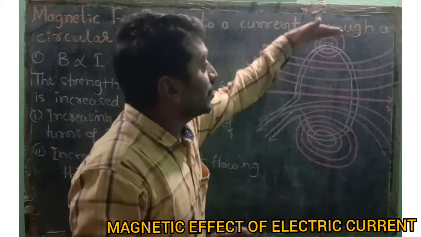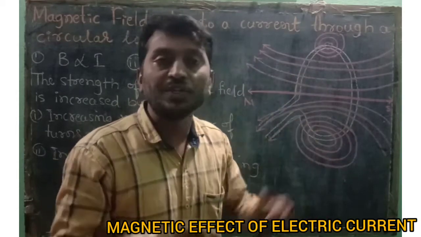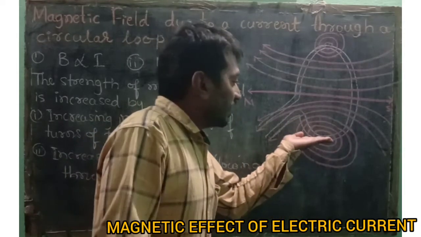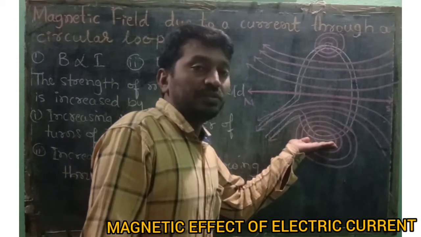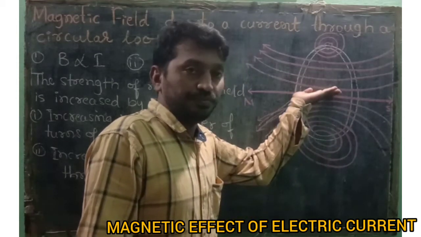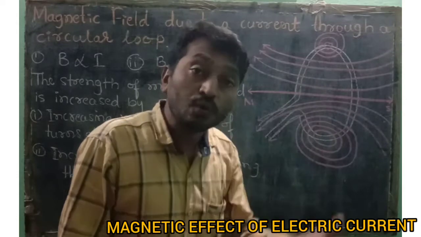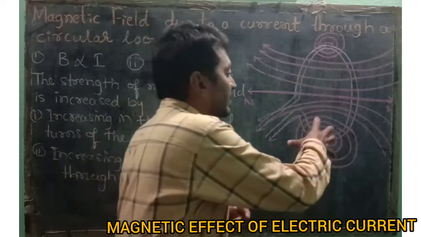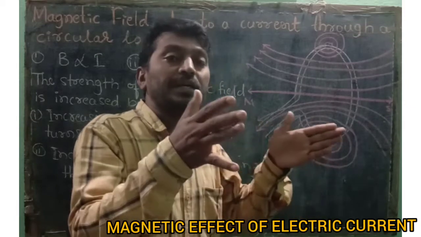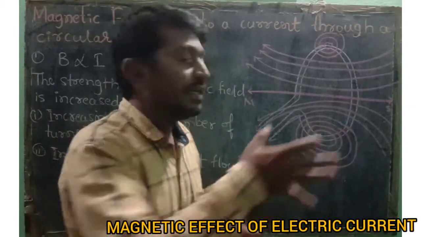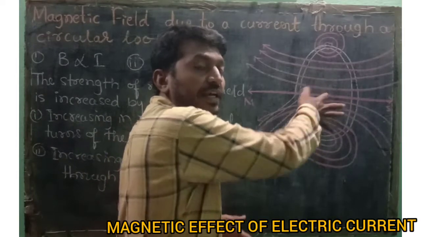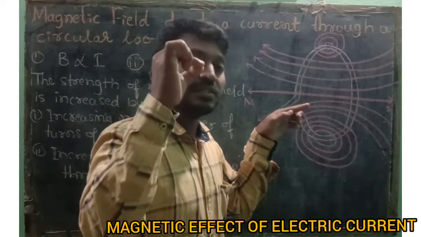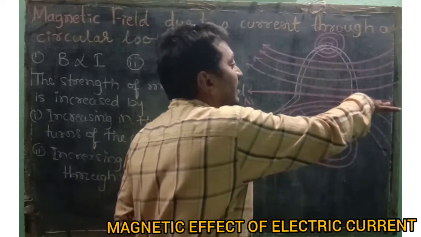So here also the magnetic field is produced as concentric circles, but when we move toward the center of the circular loop, the circles become bigger, and exactly at the center it appears as a straight line. The magnetic field appears as a straight line.